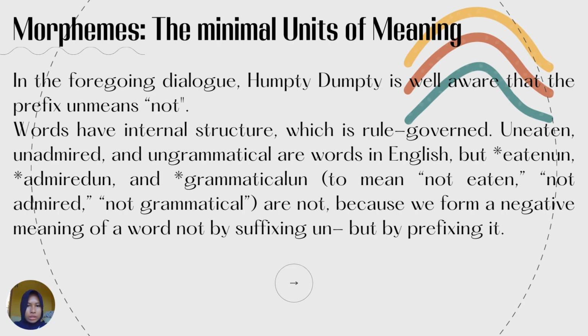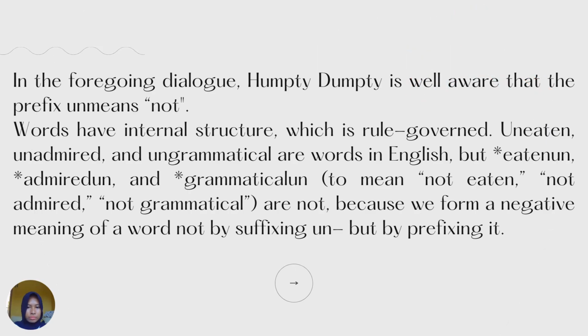Morphemes, the minimal units of meaning. In Through the Looking-Glass, Humpty Dumpty is well aware that the prefix "un" means "not". Words have internal structure which is rule-governed. Uneaten, unadmired, and ungrammatical are words in English, but eatenun, admiredun, and grammaticalun to mean not eaten, not admired, not grammatical are not, because we form a negative meaning of a word not by suffixing "un", but by prefixing it.